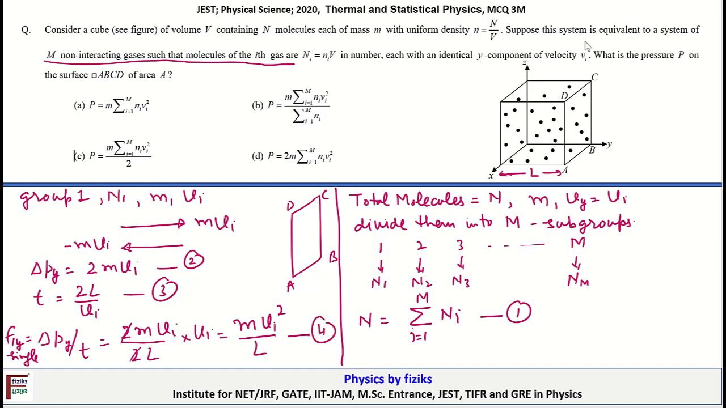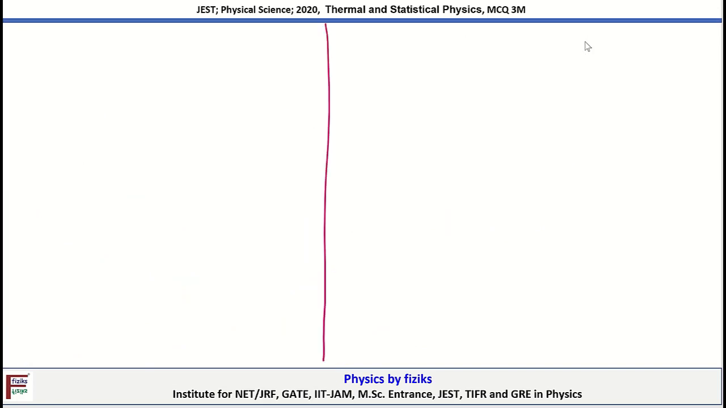Now we have determined the force by one single gas molecule. From here we can determine the net force exerted by n1 gas molecules, the net force F1y, which is equal to the sum over i from 1 to n1 of F1y single. This way we will have n1 such terms, so that is equal to m n1 Vi square divided by L.